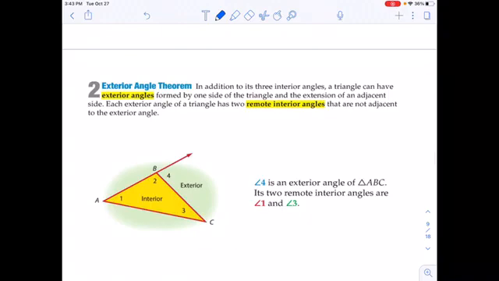We also have a part 2. This is the exterior angle theorem. So in addition to its 3 interior angles, a triangle can have exterior angles formed by one side of the triangle and the extension of an adjacent side. Each exterior angle of a triangle has 2 remote interior angles that are not adjacent to the exterior angle.